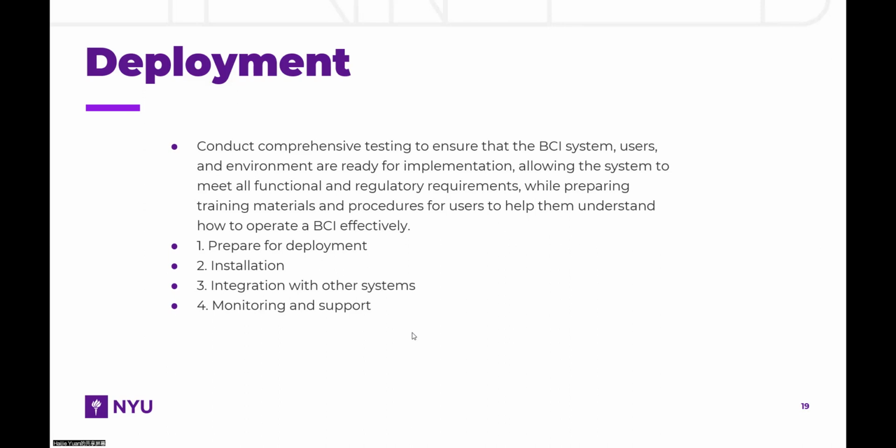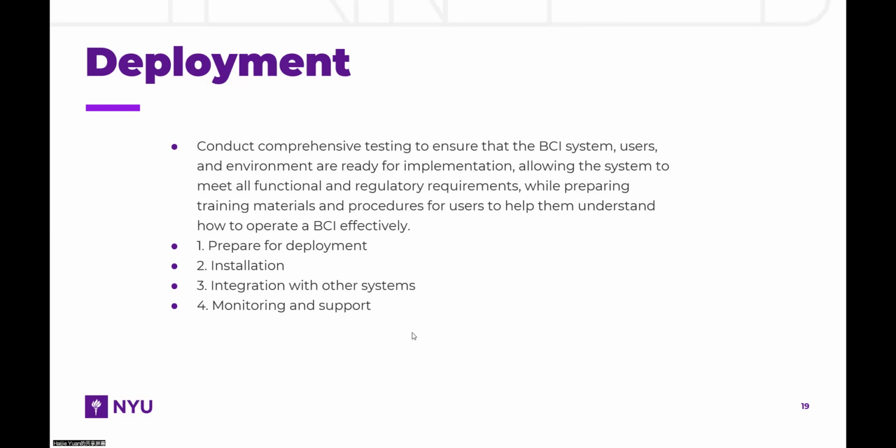And we talk about the installation. Install BCI systems in different environments, such as clinical settings, user's house, or other applications. Install all physical components of BCI such as sensors and communication devices. Install and configure software, ensure smooth integration of software with existing systems and hardware.